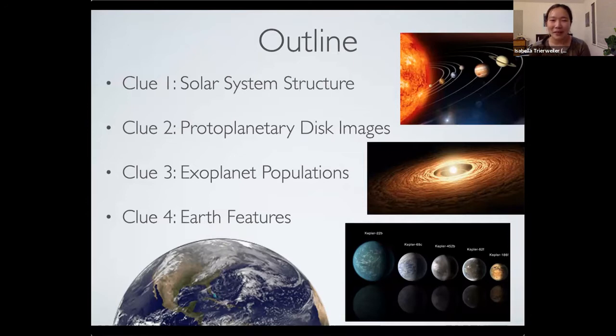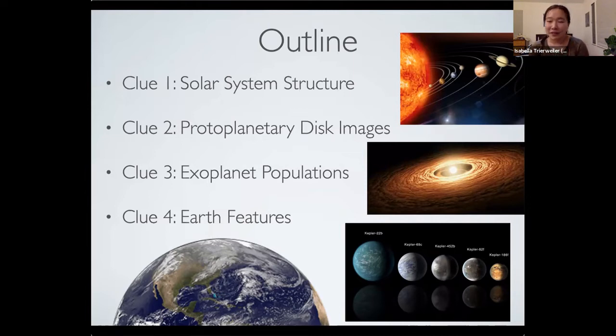We'll talk a little bit about images of protoplanetary disks. So protoplanetary disks are, there's an artist rendition over here on the right, but these protoplanetary disks are when we have a star and a mess of gas and dust around it, but that gas and dust hasn't quite yet coalesced into planets. So it's the step right before we actually get our planetary system.